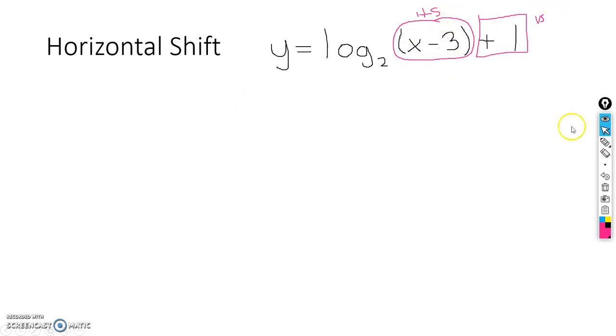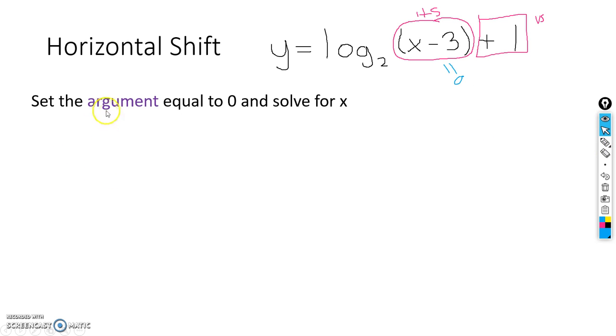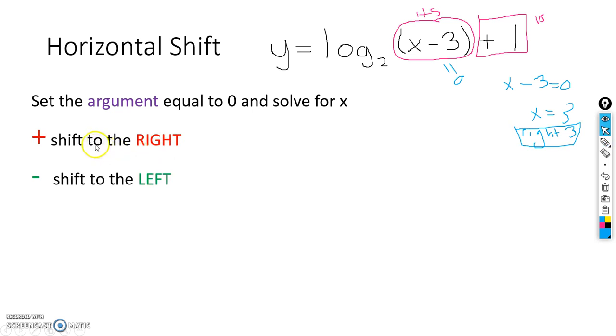In order to find the horizontal shift, it's going to be very similar to our exponential functions. We're going to set this whole thing equal to 0. So we will set the argument equal to 0 and solve for x. If I set this one equal to 0, I get x minus 3 equals 0. I add 3 on both sides, and I get x equals 3. So my shift would then be to the right 3.